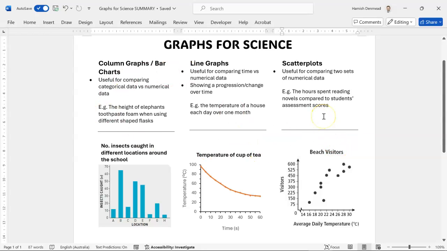The main challenge when you're presenting your data in science is to decide what's the best type of graph to show our results. And you want to base it on which type of data that you've collected, but also how you want your data to be shown. Do you want to show it as telling a story or a progression over time in a line graph? Or do you want to show your points as individual points because they're not related to each other?